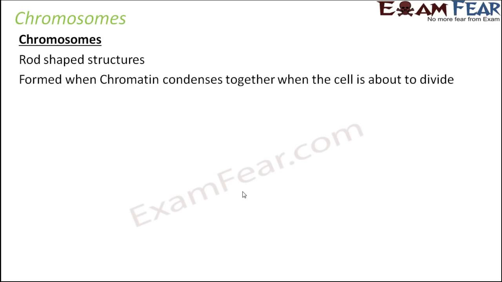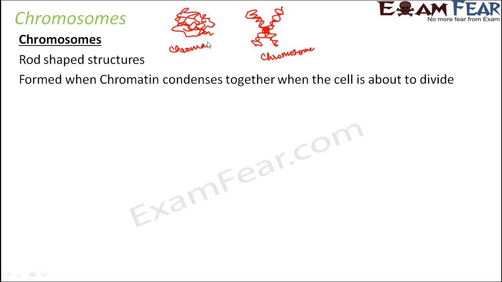Now we will talk about chromosomes because chromatin are present only in the resting stage of the cell. So what are chromosomes? These are rod-shaped structures. They are formed when chromatin condenses together when the cell is about to divide. So let us suppose these are your chromatin threads. They are all thread-like structures randomly arranged. So this is your chromatin. Later the same threads will assemble together to form a structure like this, and this structure is known as chromosome. So this is chromosome and this was chromatin.